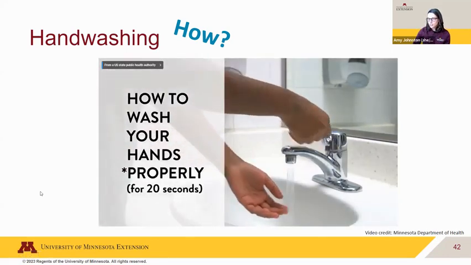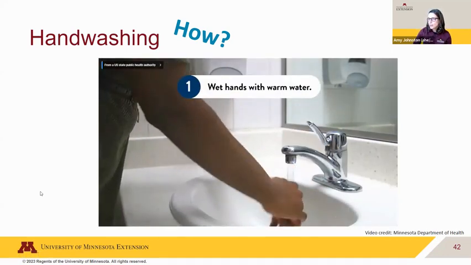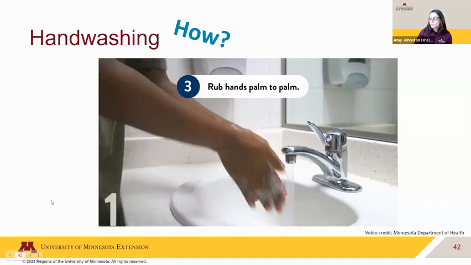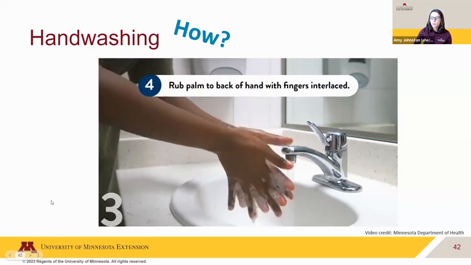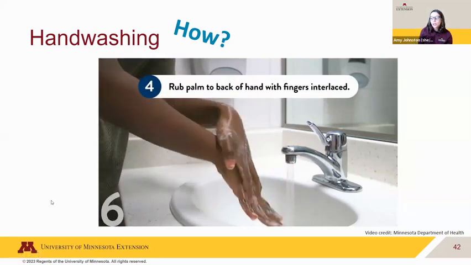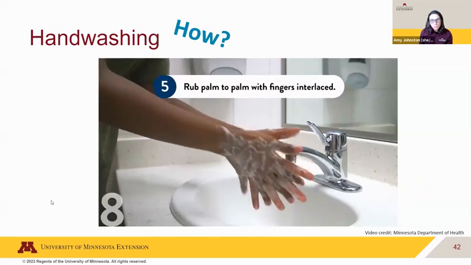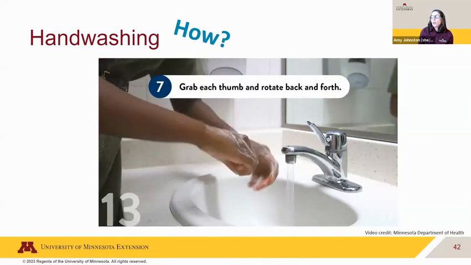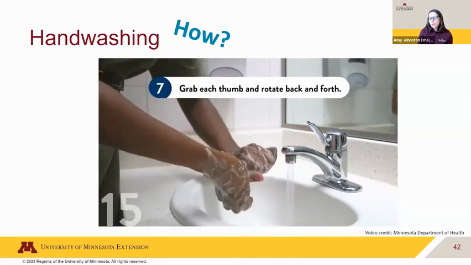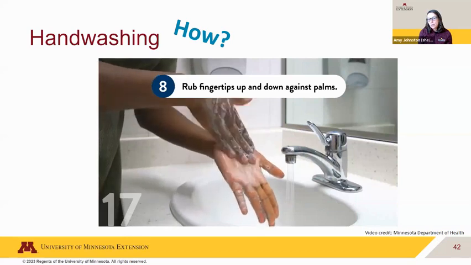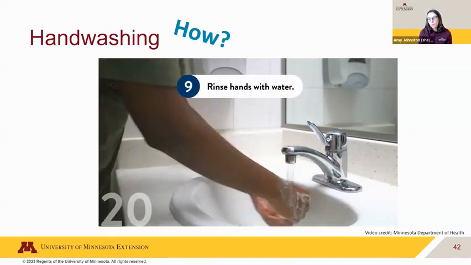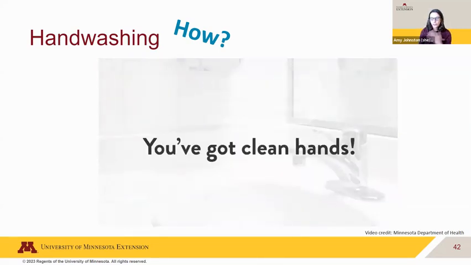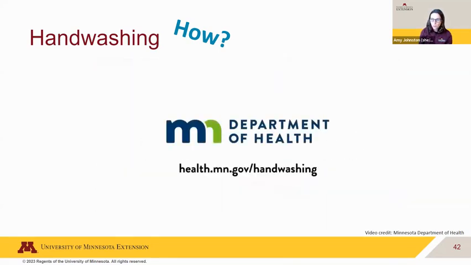So the whole process should take 20 seconds. Wetting hands with warm running water, applying enough soap to cover all your surfaces while you're rubbing your palms together, your fingers interlaced, palms to palm, getting under those fingernails, and rotating back and forth along your palms, and again, fingertips to the palms, running warm water, and then turning off with a clean paper towel.